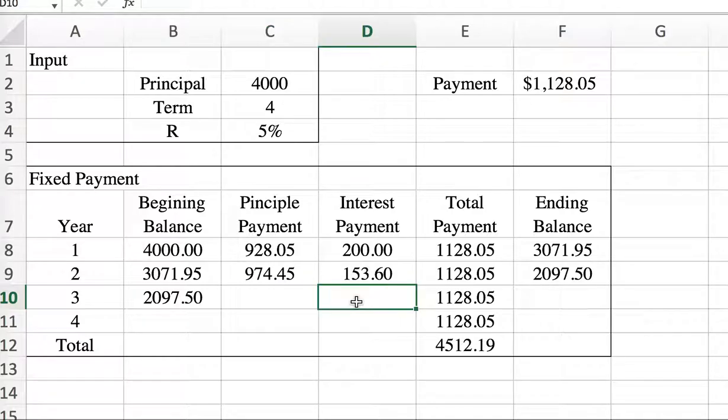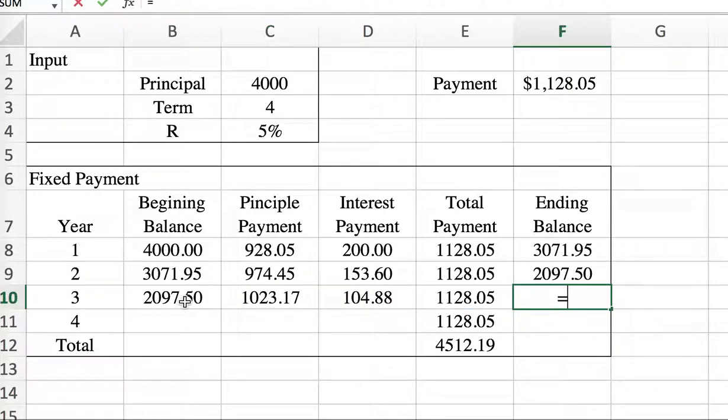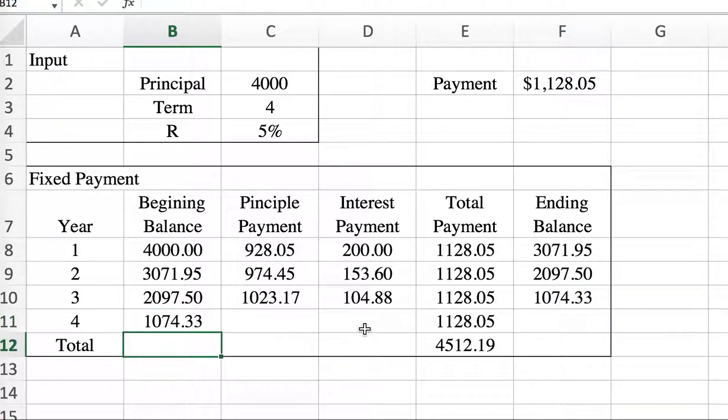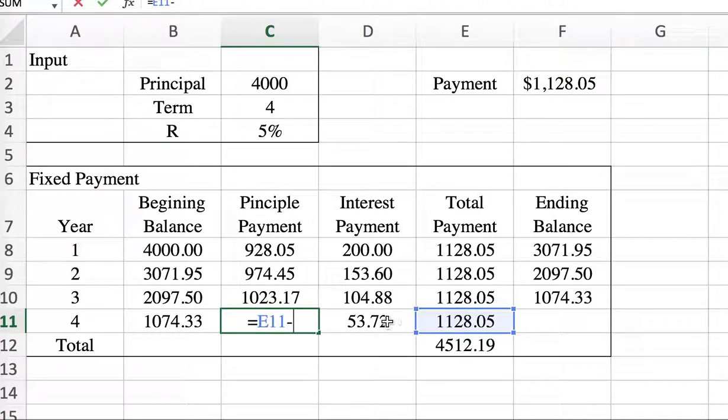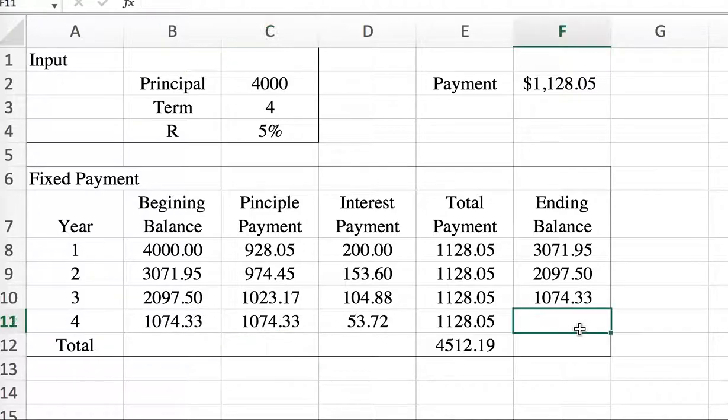So the year 3, the interest payment is beginning balance times the interest rate. And the principal payment is going to be the total payment minus the interest payment. And ending balance would be the beginning balance minus the principal payment. And the last year's beginning balance is going to be the ending balance of the third year. And the interest payment is going to be the beginning balance times the interest rate. And the principal payment is going to be the total payment minus the interest payment. You will find the principal payment of the last year equals the beginning balance of the last year. So that ending balance would be 0.